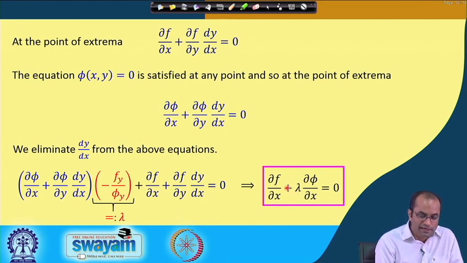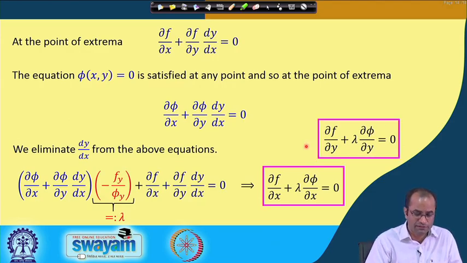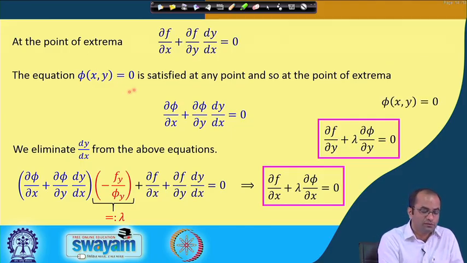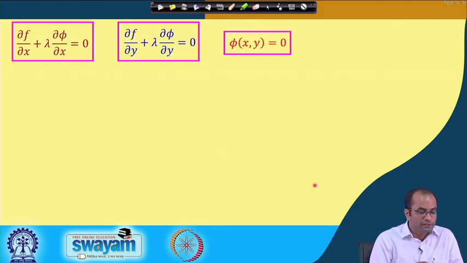Another one, since lambda has appeared here, we have this relation from here that del f over del y is equal to this phi y into lambda, which is the relation here. So, we have another relation which has to be satisfied and we have this equation phi x y is equal to 0. So, we have these three equations which have to be satisfied at the point of extrema there.